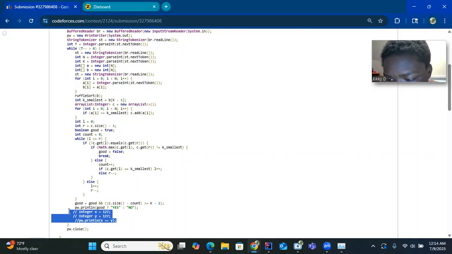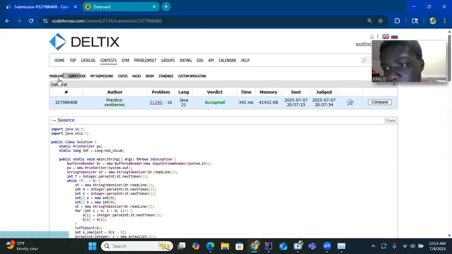This is funny Java. This prints out false, by the way. But yeah, that's the problem.